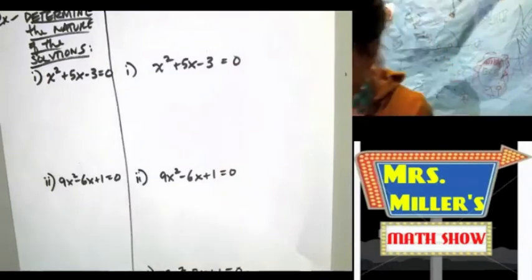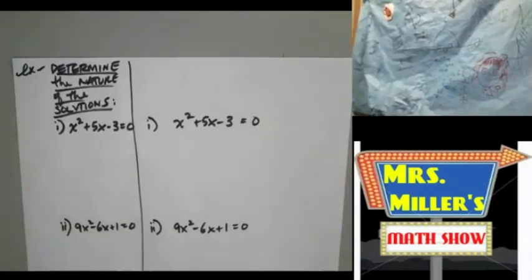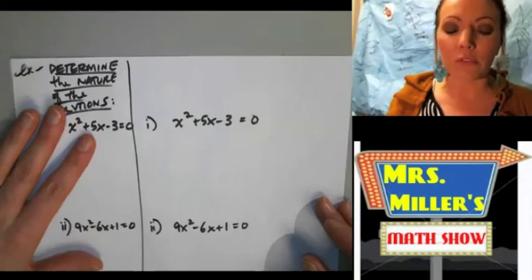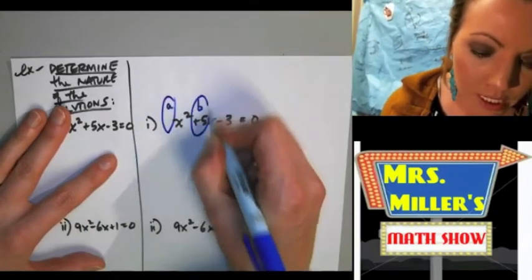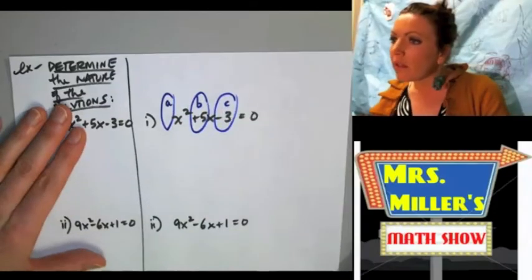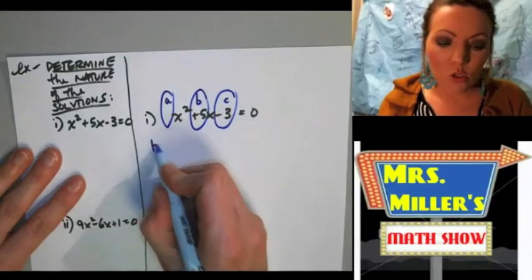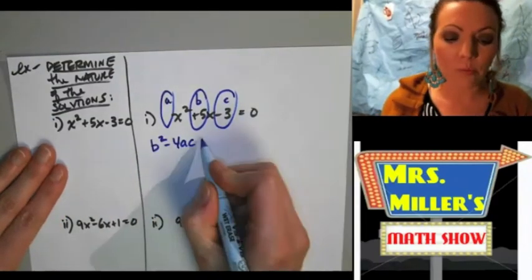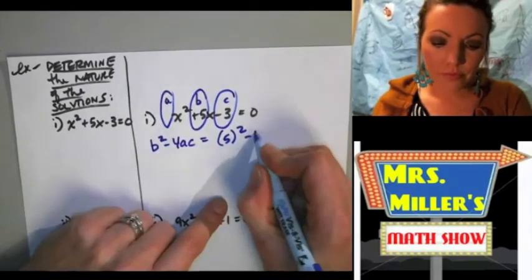Okay, so here we go. Determine the nature of the solutions. x squared plus 5x minus 3 equals 0. So let me set one of these up for you, and then I'm going to ask for some volunteers. So A, B, C. When it says determine the nature of the solutions, this is where we are using the discriminant, which is b squared minus 4ac. So b is 5, a is 1, c is negative 3.